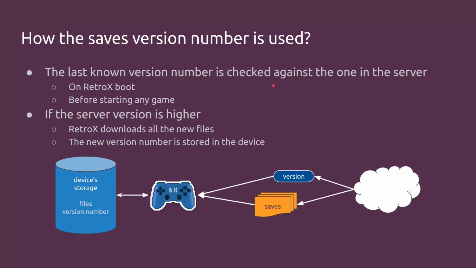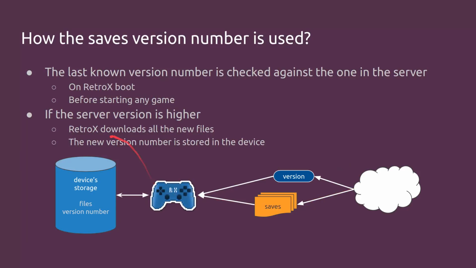Now, how is this version number used among all the devices? Here in the storage, we have a version number, but this version number is for this device. If you have another device, you may have new saves, so you will have a different version number, and the server will have that number. So RetroX will ask the server which is the current version number. If the version number is higher than the one in the storage, then RetroX will ask for all the files that were uploaded between that version, the original version, and the new version.